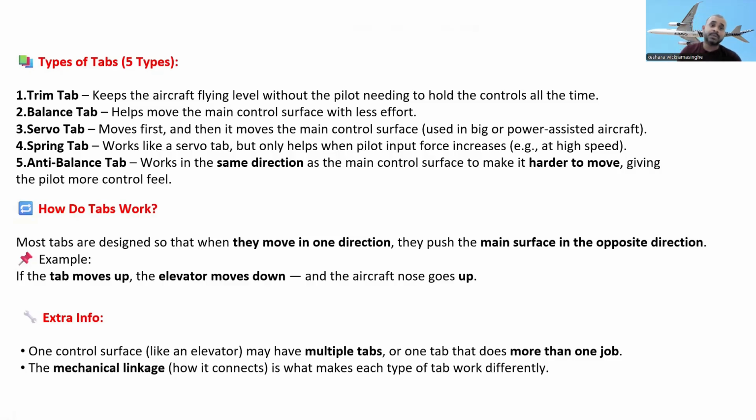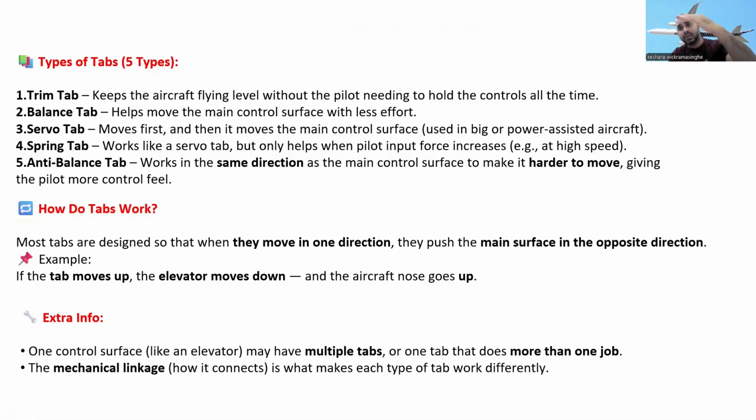And anti-balance tabs work in the same direction as the main control surface to make it harder to move, giving the pilot more control feel. Right, how do the tabs work? Most tabs are designed so that when they move in one direction, they push the main surface in the opposite direction. Okay, remember, tabs always move in the opposite direction.